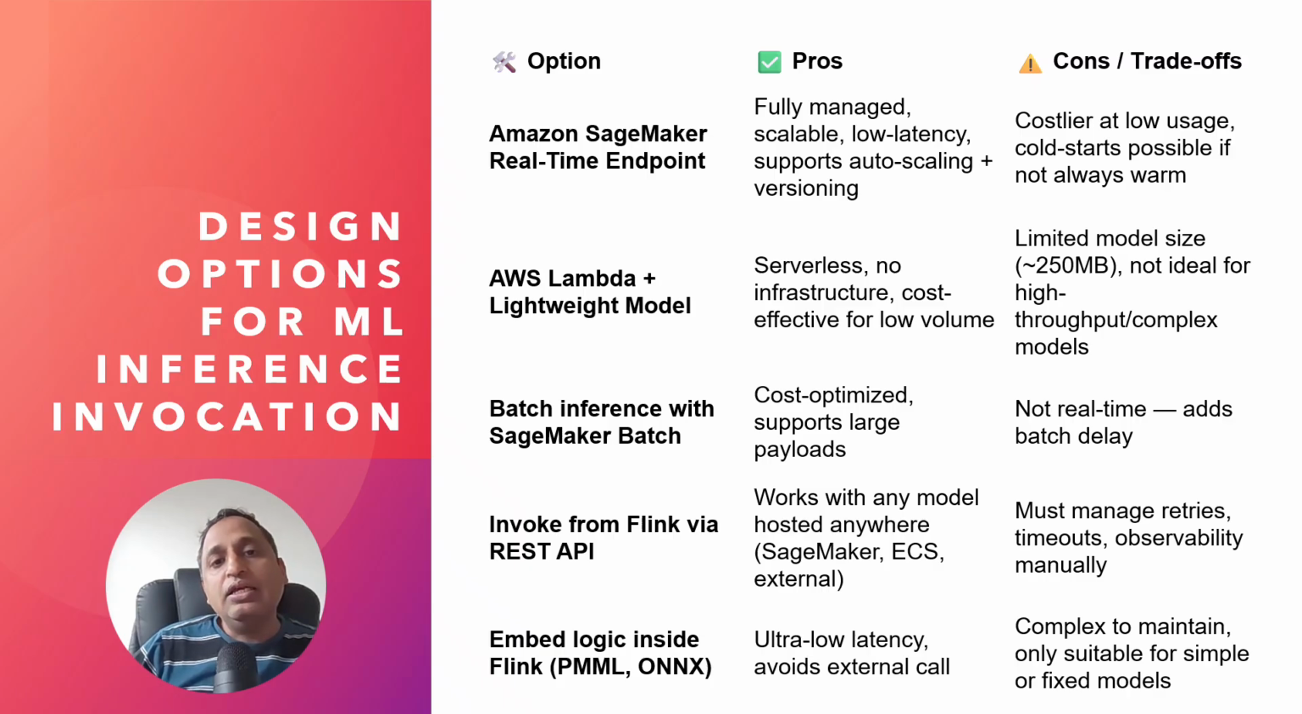And finally, maybe not so popular a choice, but embedding the model inside Flink using formats like PMML or ONNX. So what does PMML mean? It is basically the Predictive Model Markup Language. This is an XML-based format for a lot of ML models. And then another one is the Open Neural Network Exchange, which is an open format for deep learning and ML models. This is supported by PyTorch, TensorFlow, and all these types of frameworks.